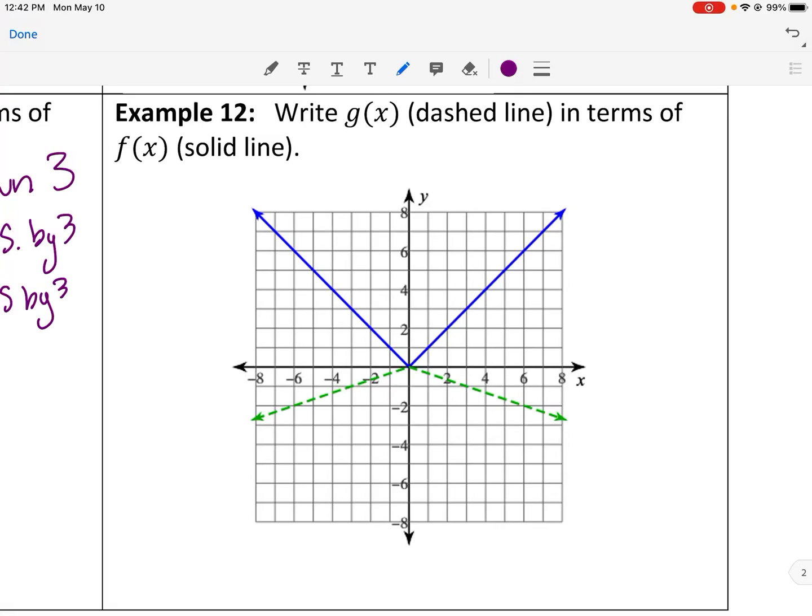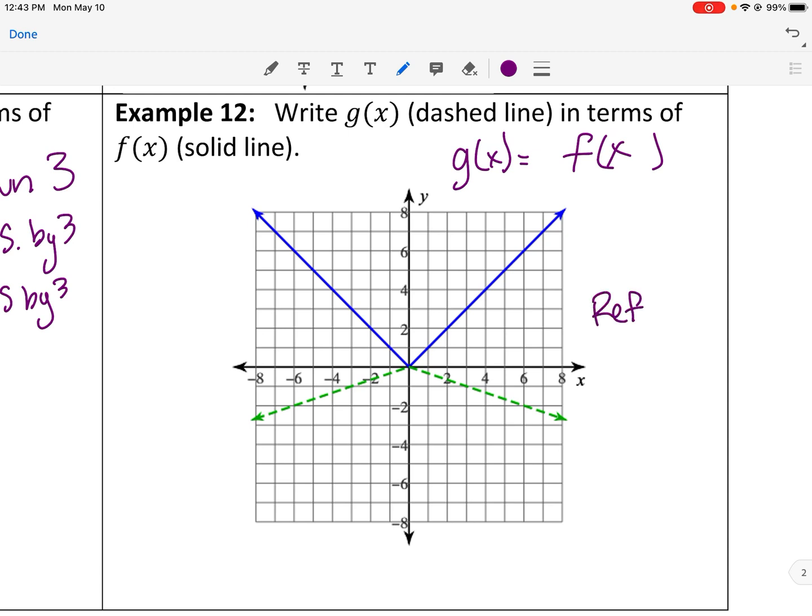When you are writing one function in terms of another, so g of x in this case is going to be written in terms of f of x. So we're going to have g of x equals something f of x, but then we're going to have a bunch of things that's happened to f of x. Well, maybe not a bunch, but all the transformations that happen to our blue function so that it becomes the dashed function, the solid to the dashed.